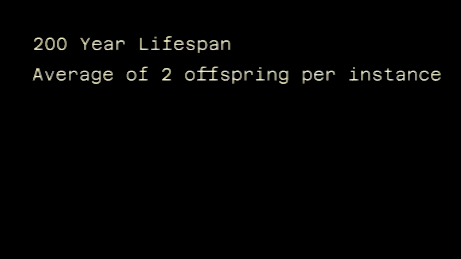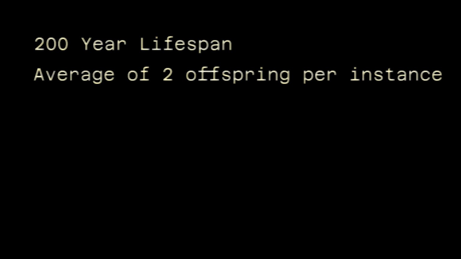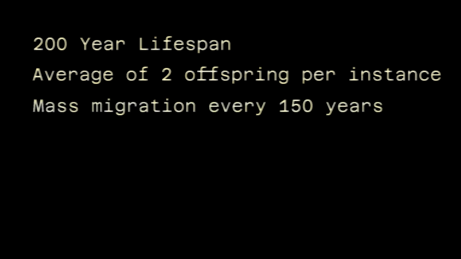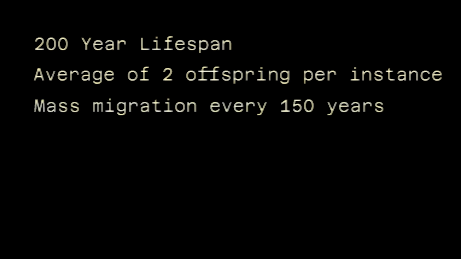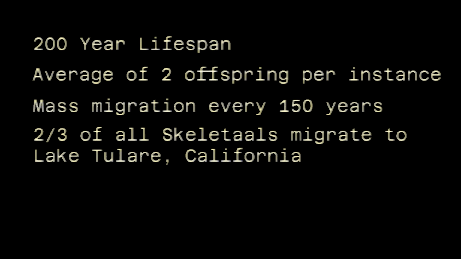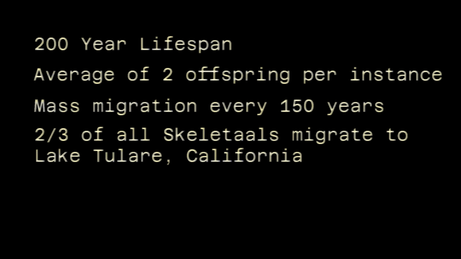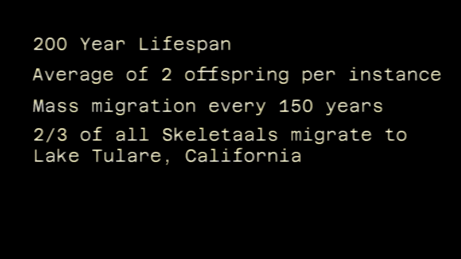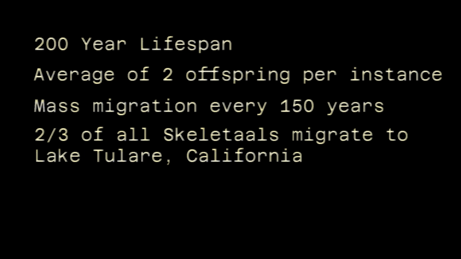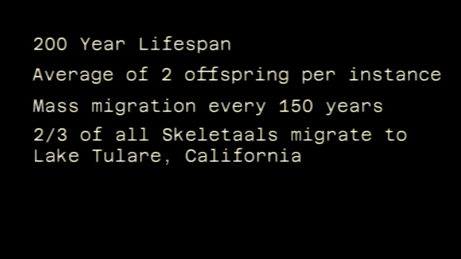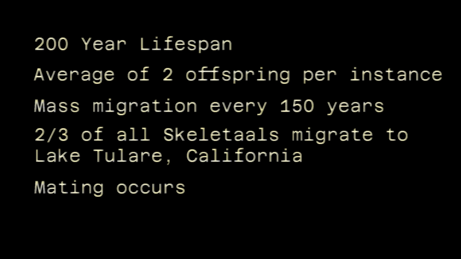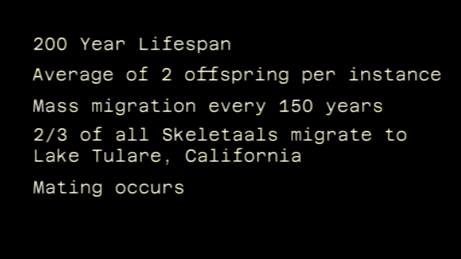Skeletaals live for around 200 years, with each male or female mating around twice in its life. Around every 150 years, a massive migration happens. About 2/3 of the entire population will take a pilgrimage to Lake Tulare, California. Skeletaals will occasionally breed while not on this pilgrimage, but historically, the main occasion of mating would take place once all the migrants reached the lake.